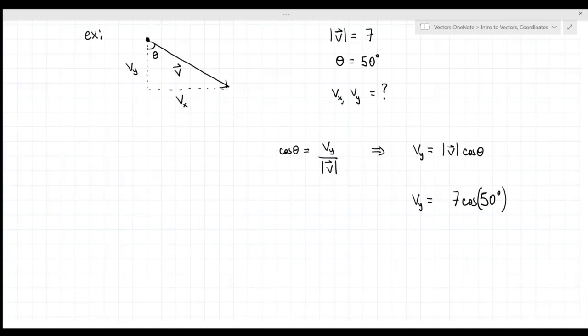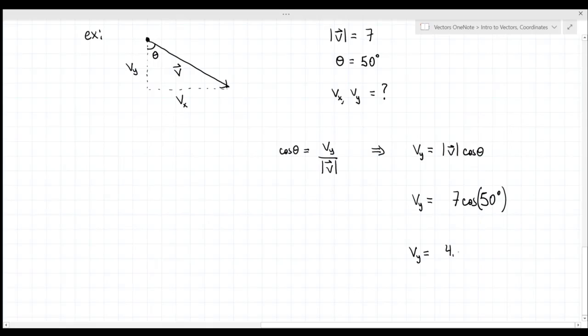Okay, so if we were to compute this right now, and I actually don't have a calculator on me, I forgot to grab one. Does anyone have a calculator on them? And if so, could you maybe calculate what 7 cosine of 50 degrees is real quickly? All right, I'll go for 4.5 then. Okay, thank you. All right, yeah, so we get an answer of 4.5.